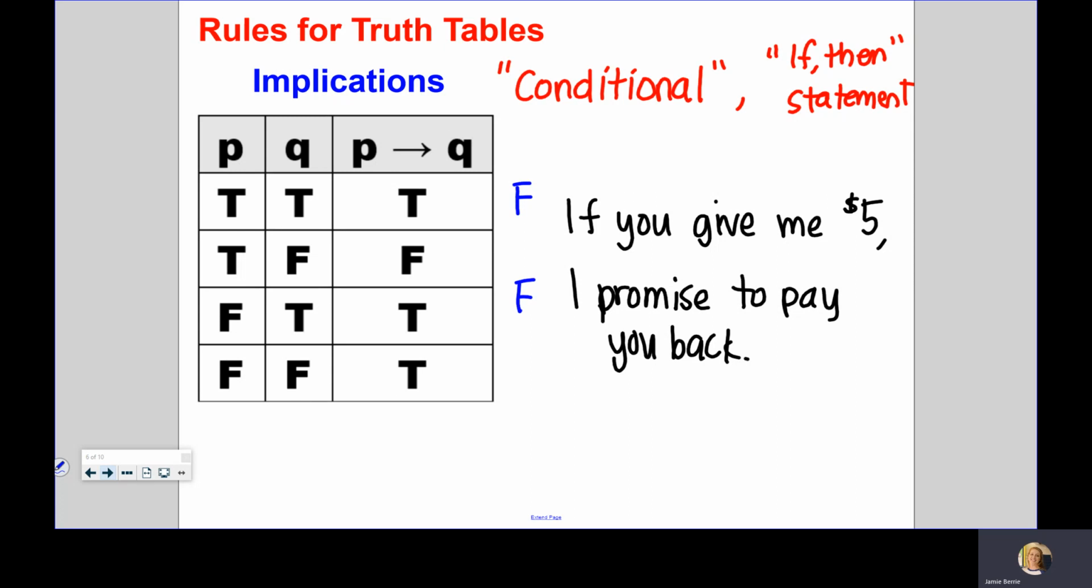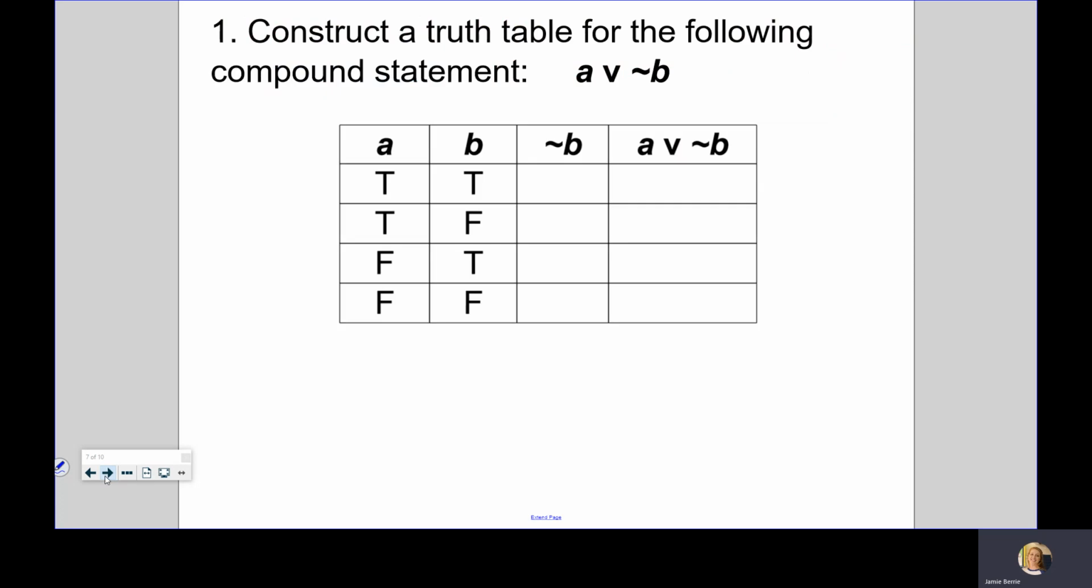All right, so let's look at our first example. We'll start off with an easy one. Construct a truth table for the following compound statement. You see the first two columns are filled in for you. Can y'all read this to me? What does this say? Very good. A or not B.